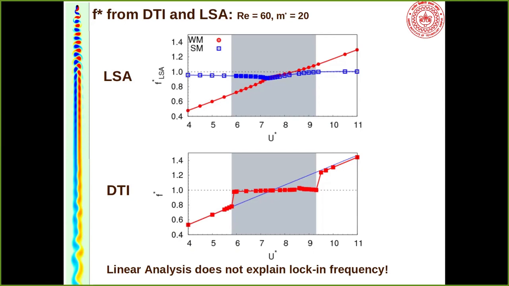Okay, this is plotted for Reynolds number 60. This is the linear stability analysis, and this is what you get from DNS. Clearly, the lock-in region is explained. Wherever the structural mode is unstable, that's the lock-in regime. So that is explained. But the frequency is not explained. Frequencies are different.